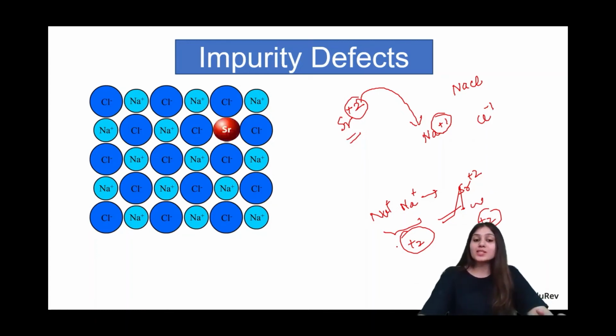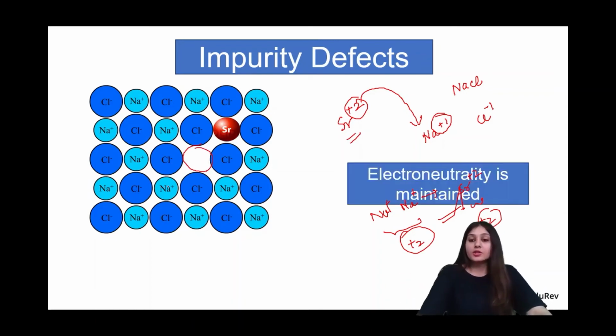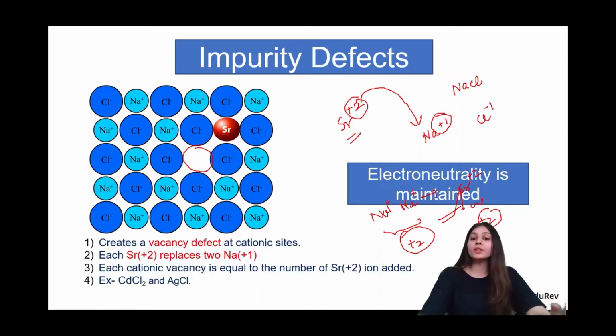So if I replace 1 sodium with strontium, 1 extra sodium has to go out, and that place is going to be vacant, right? This is the vacancy which is created so as to maintain electrical neutrality. So this is called impurity defect, in which we are adding another element as an impurity into our existing solid, and it is a vacancy defect at the cationic sites. Each strontium +2 is replaced by 2 sodium +1, because of course we need to maintain electrical neutrality, and examples are CdCl2 and AgCl. The same thing is going to happen if you just add AgCl crystals into CdCl2 crystals, right?